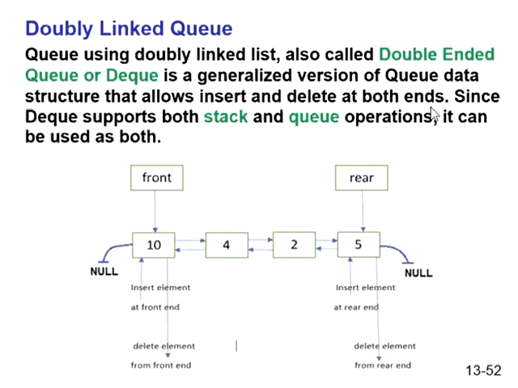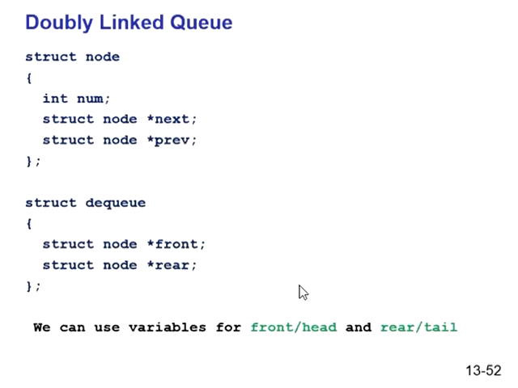Now over here is the organization for the node. Inside we have the data, for example, a field of integer, and we have a pointer for the next node and for the previous node. We have two variables, front and rear. Of course, we can use variables for front and rear, or head or tail.